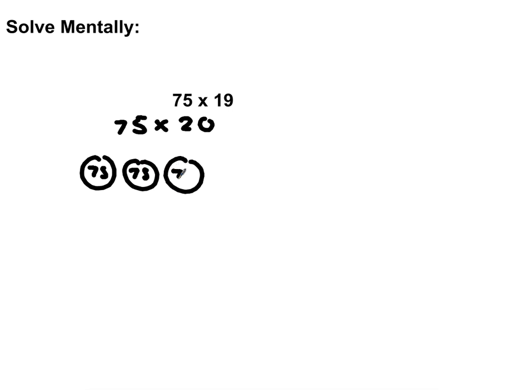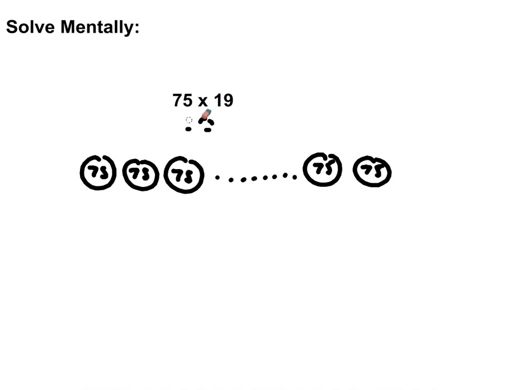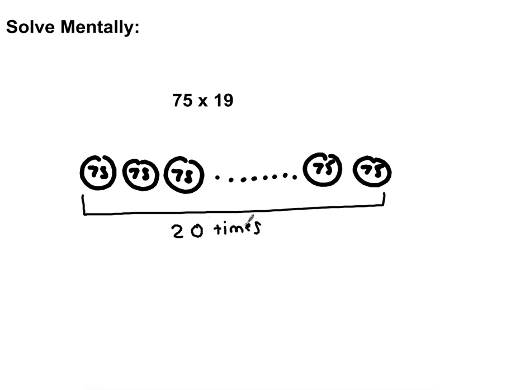75 times 19. You're going to still start out with that same base fact, and now I'm going to draw this one. I'm going to think about it when I do it mentally as 75 20 times. So I'm going to model 75 times 20. And the way to do that is I'm going to write 75, 1, 2, 3, dot, dot, dot, dot, dot, dot. And I'm going to show here that this is 75 times 20. So at the bottom of the screen, I'll show this is 20 times. And at the top, I'm going to write the value of that.